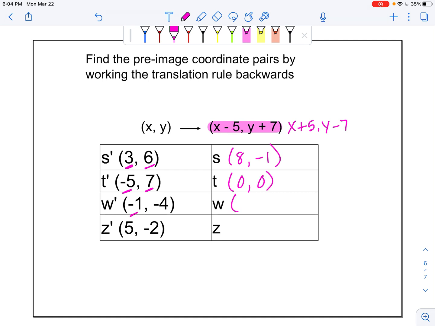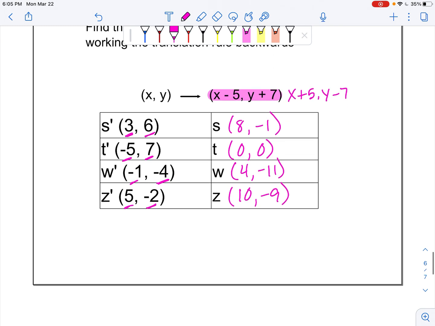If I'm at -1 and I add 5, I'm at 4. And if I take -4 and subtract 7, I'm at -11. And if I'm at 5 and I add 5, I'm at 10. If I'm at -2 and I subtract 7, I'm at -9. So you're just going to work those backwards.